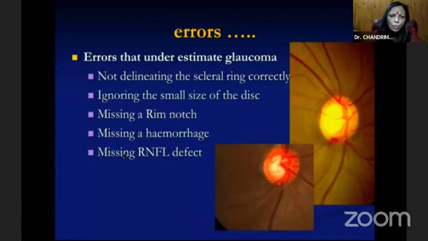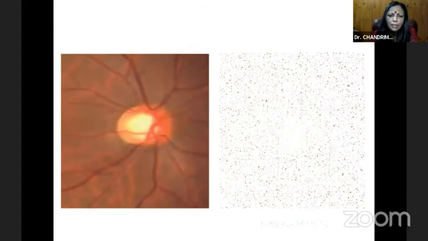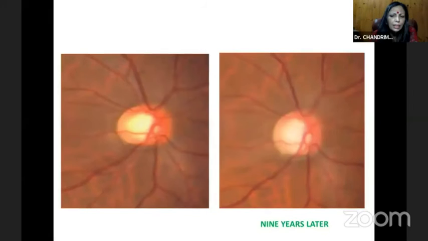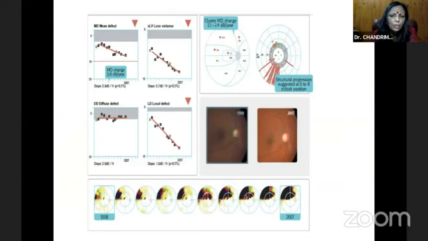The errors that we commonly make are that we underestimate glaucoma, do not delineate the scleral rim correctly, ignore the small size of the disc, miss a rim notch, miss a hemorrhage, and miss an RNFL defect. This is an example. That's the disc that I saw, and 9 years later, this is what I saw.